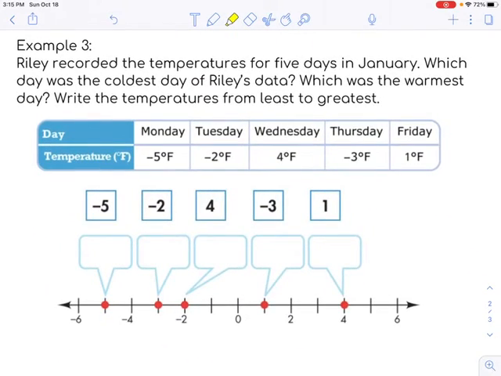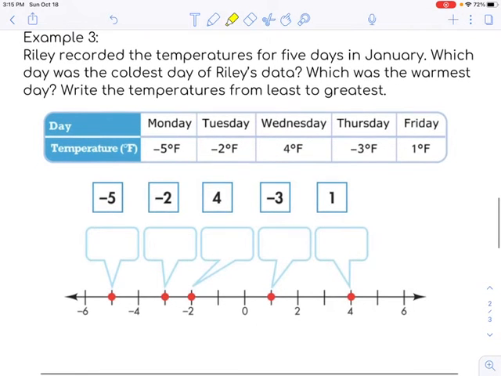Riley recorded the temperatures for 5 days in January. Which day was the coldest day? Which was the warmest day? And then it wants us to write the temperatures from least to greatest. So first we need to actually put our missing numbers onto our number line here. So let's go ahead and do that first.